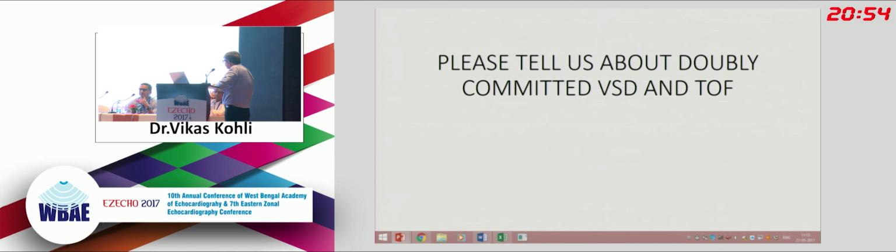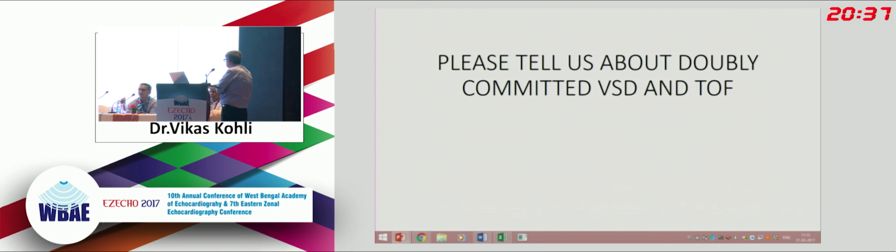Now, doubly committed VSD, as I have already mentioned, normally it is a perimembranous septum. So when you look at the VSD from the short axis, usually the VSD will be between 9 to 11 position. So that is the classical location of the perimembranous VSD in the short axis view.